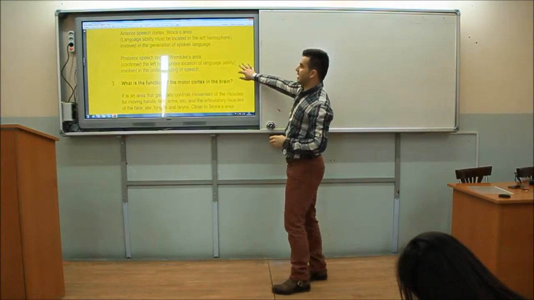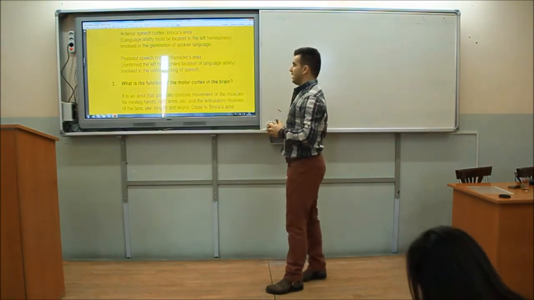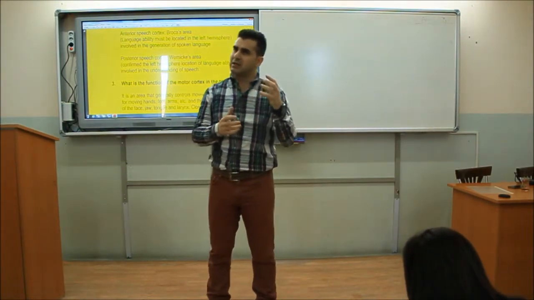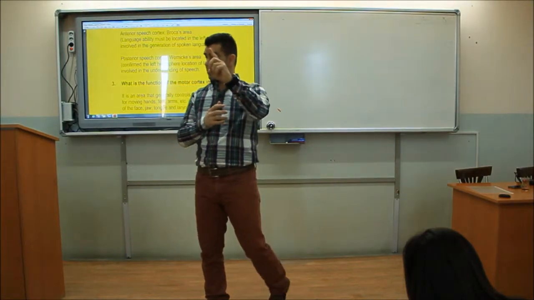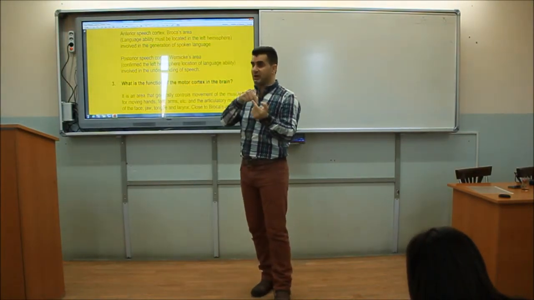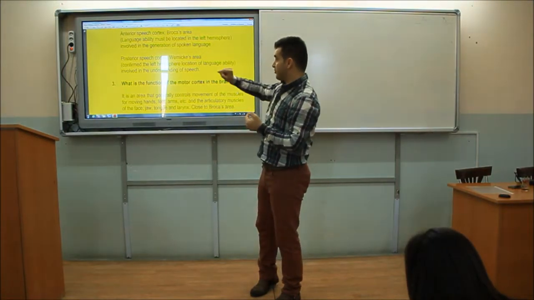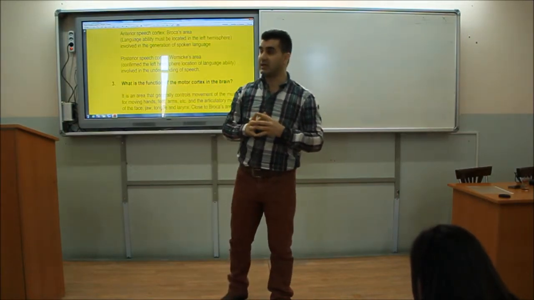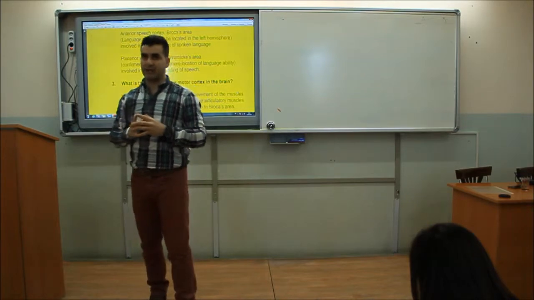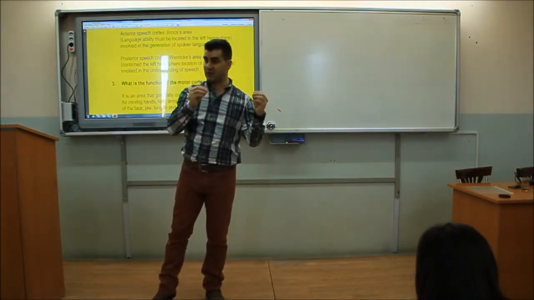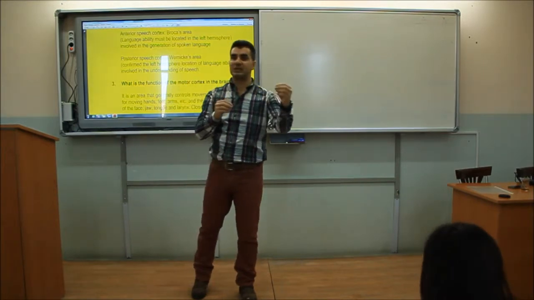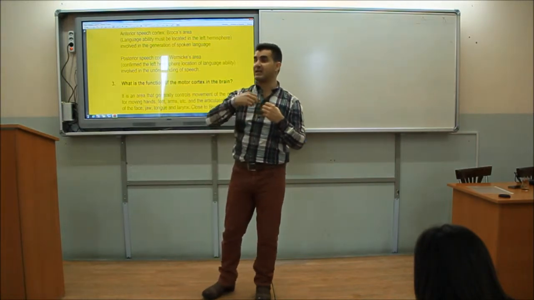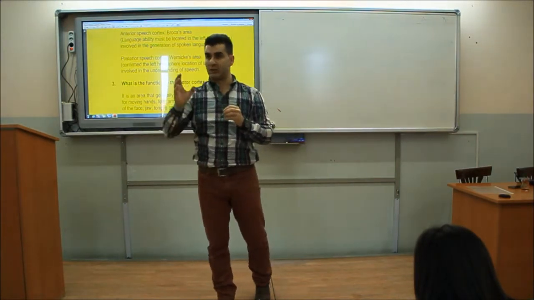And the posterior speech cortex is Wernicke's area, and it also confirms that the language ability is located somewhere in the left hemisphere. But the difference between Broca's area and Wernicke's area is that Wernicke's area is involved in the understanding of speech, comprehension. Before producing language, we hear and recognize, and then Broca's area produces the language.